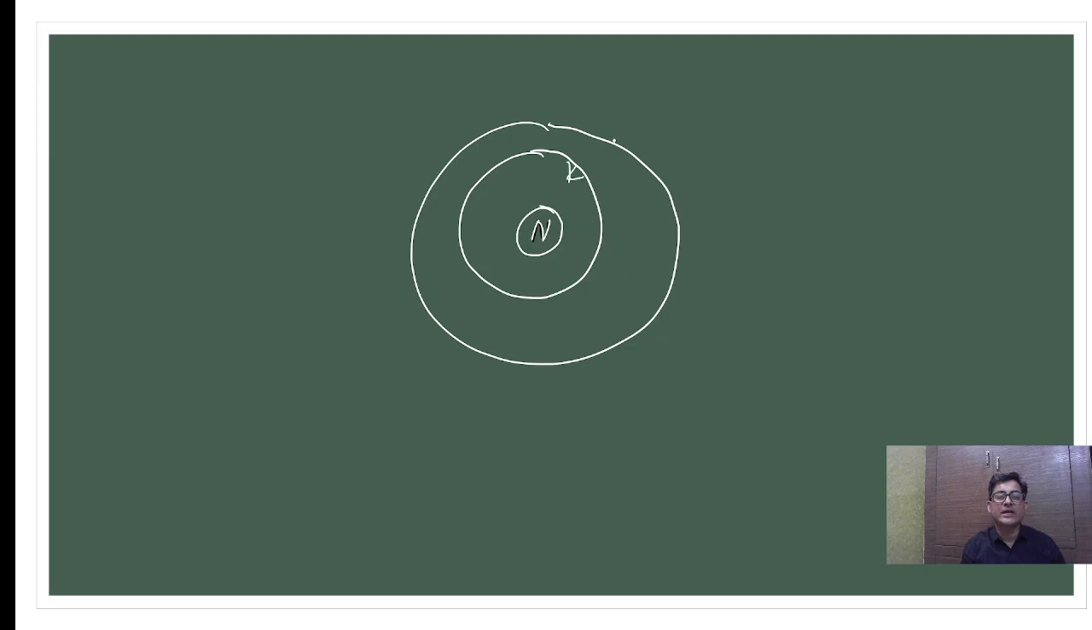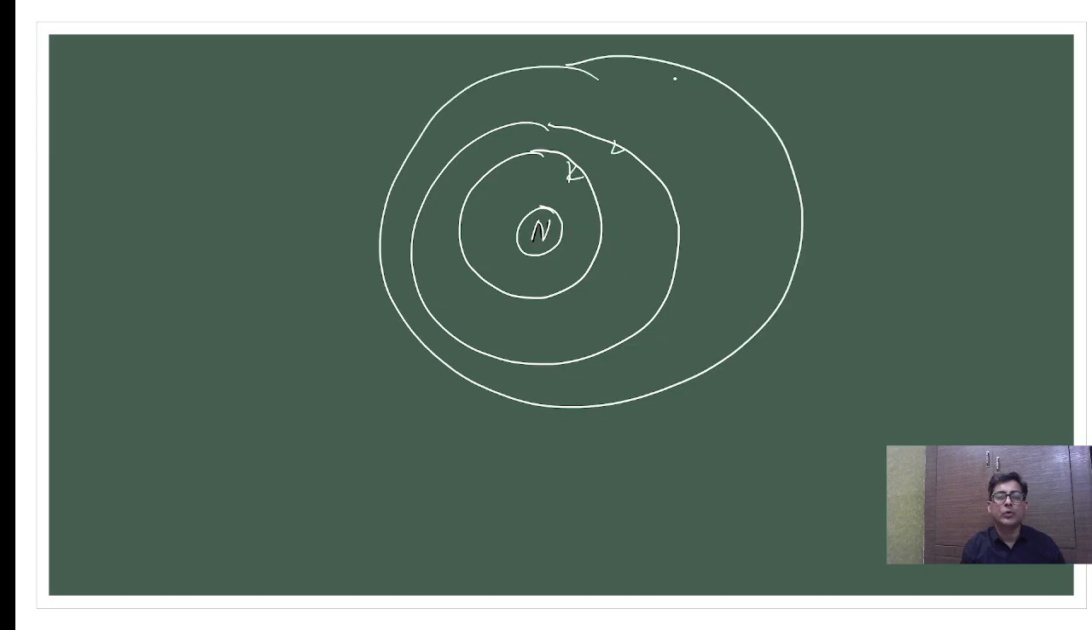The nucleus is present at the center of an atom, and there are quantized energy levels, or shells: K shell, L shell, M shell, and so on. We have already calculated the energy of the first and second shells, and found that the energy of the first shell is less than that of the second shell. The difference between the energy of two shells is denoted as delta E. It is equal to the energy of the upper energy level minus the energy of the lower energy level, that is E2 minus E1.